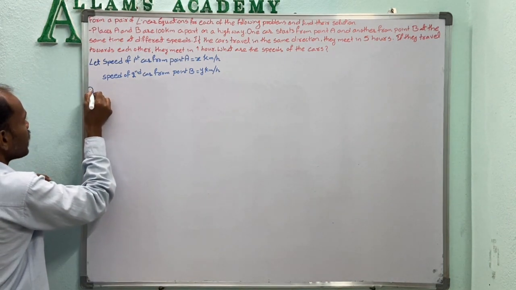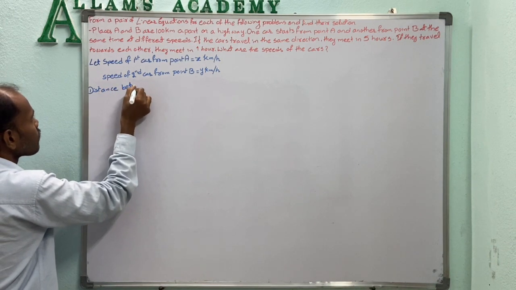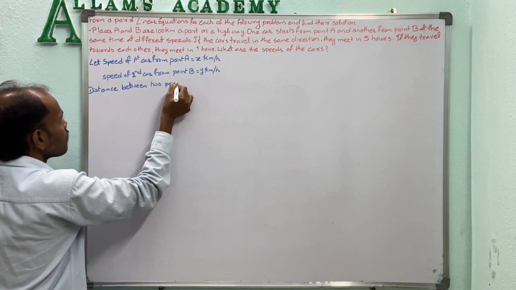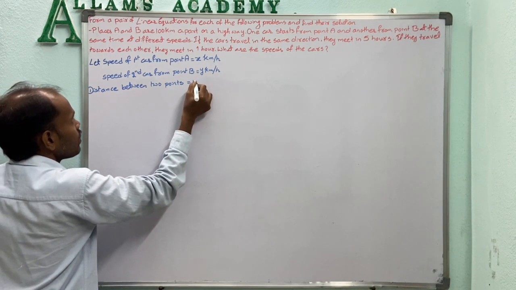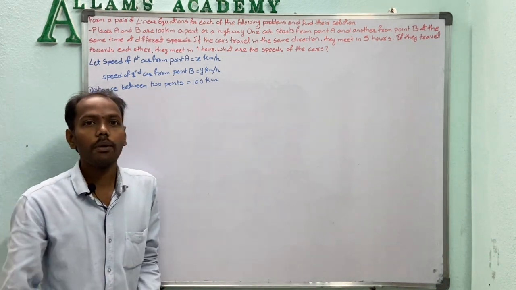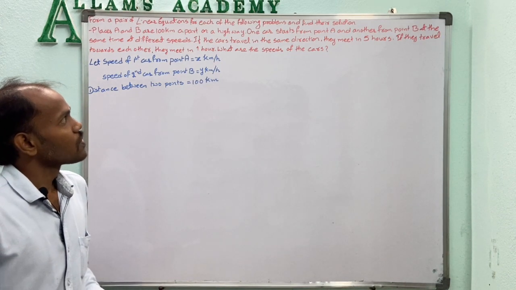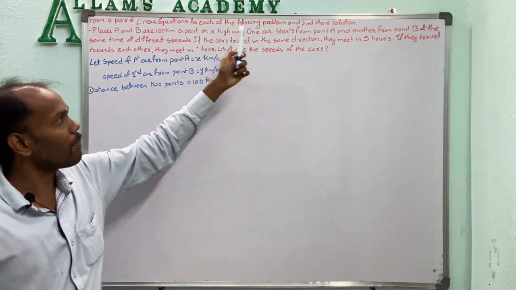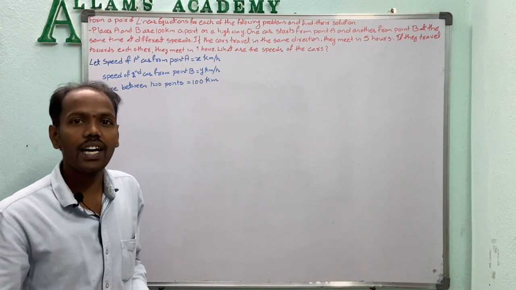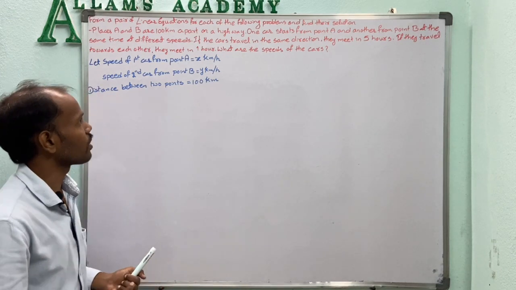So the distance between the two points is equal to 100 kilometers given. 100 kilometers is the distance between point A and point B. Now, first the two cars meet after 5 hours. So in 5 hours, how many kilometers did the first car travel and how many kilometers did the second car travel?